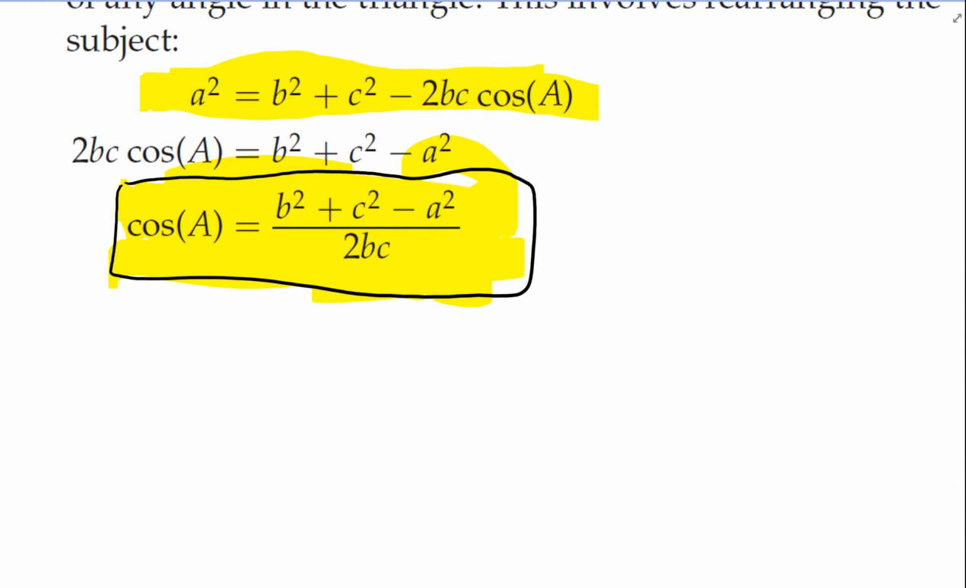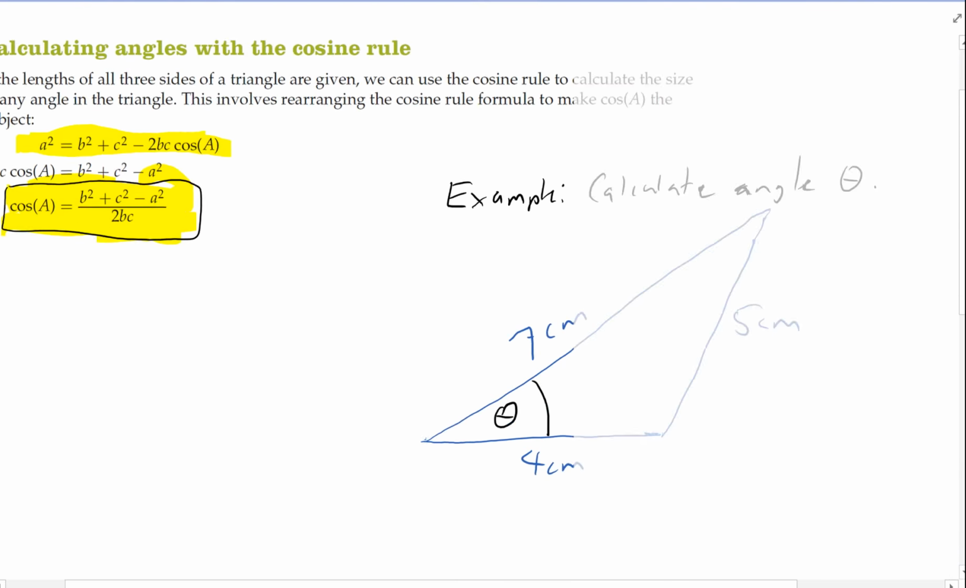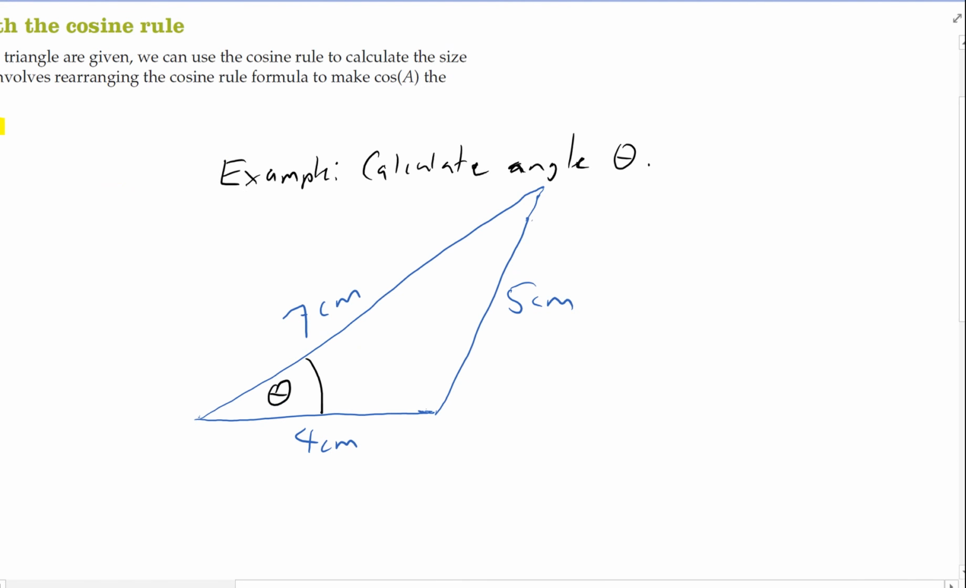Okay, so here's an example. I've got a non-right angle triangle with sides 4 centimeters, 5 centimeters, and 7 centimeters, and we're being asked to calculate the angle marked theta. Okay, so what's step one? Step one with all of these problems is to label the angles and the sides.